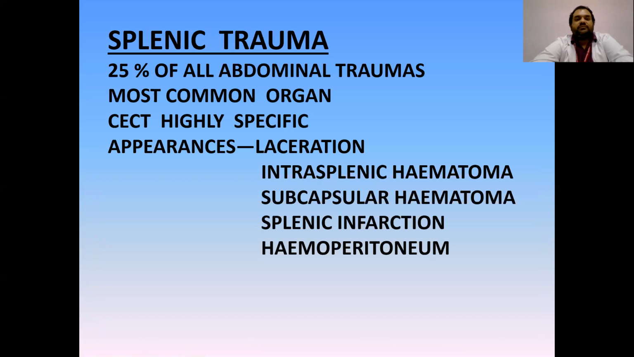Splenic trauma. The splenic trauma accounts for 25% of all abdominal traumas. And it is the most common organ to get injured in a traumatic event. Here, the contrast enhanced CT is highly specific. The appearances of splenic trauma are laceration, intrasplenic hematoma, subcapsular hematoma, splenic infarction, and hemoperitoneum.